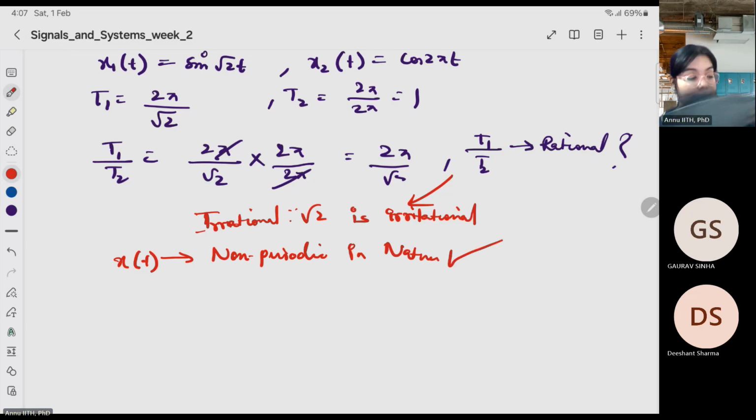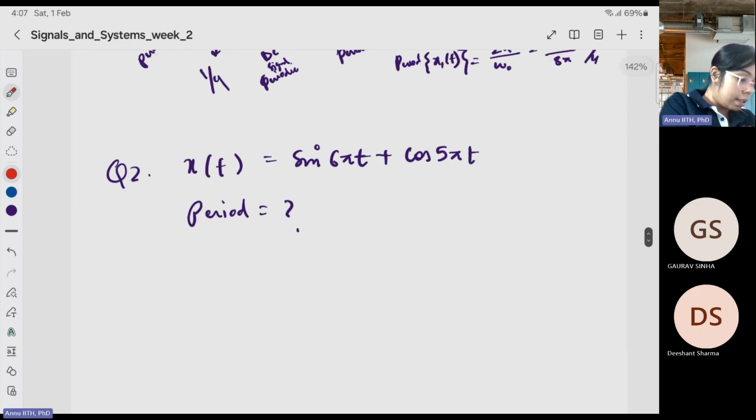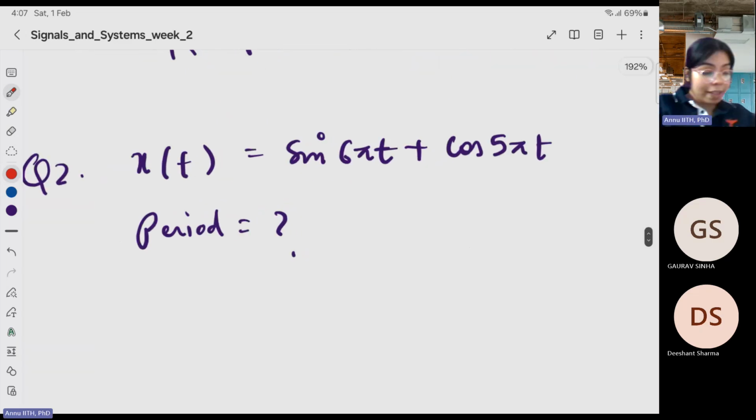Okay, now I'm giving you the next question. So the next question is this. Tell me whether it is periodic or not, and if it is periodic, what is the period of x?